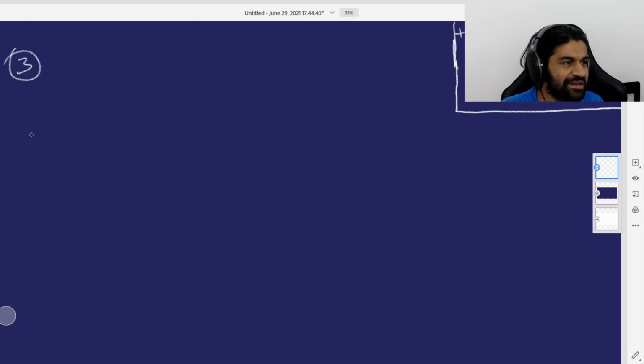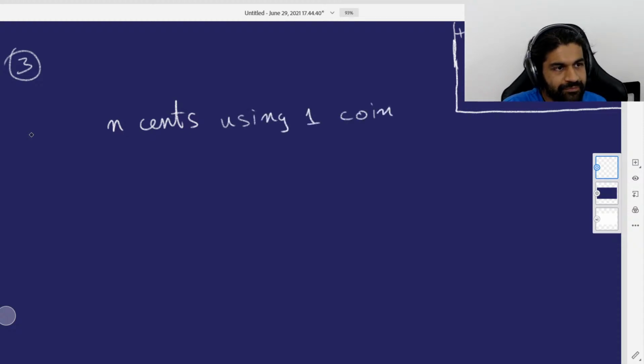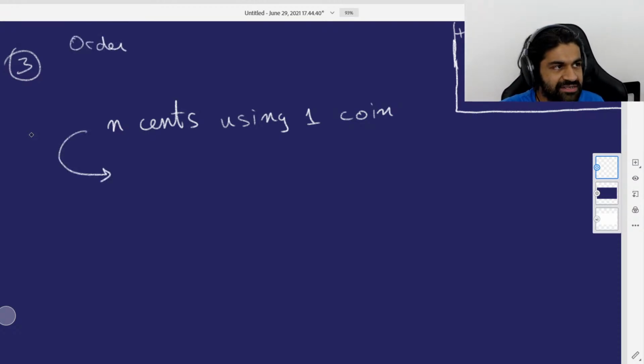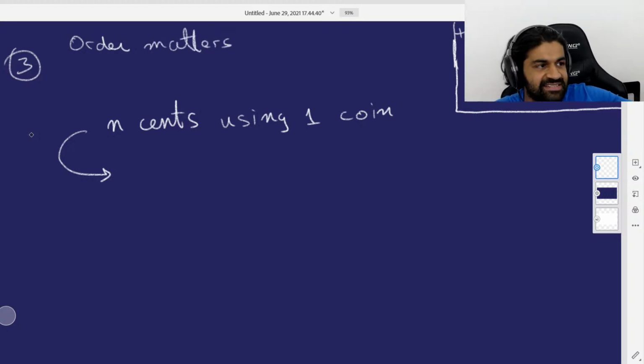Okay, so here's the question that I am going to ask you. How many ways are there to make change for n cents using 1 coin? I'm going to start by writing down this generating function. Remember, I'm doing the problem now where order matters, and hopefully it makes sense to you why the approach I just had is not going to work.